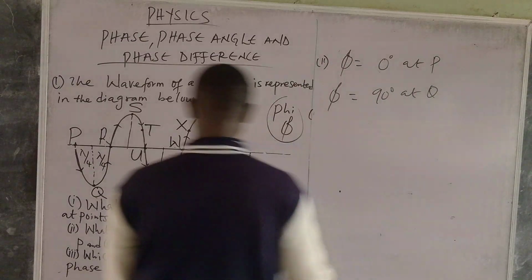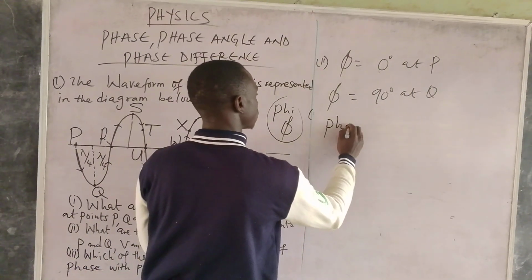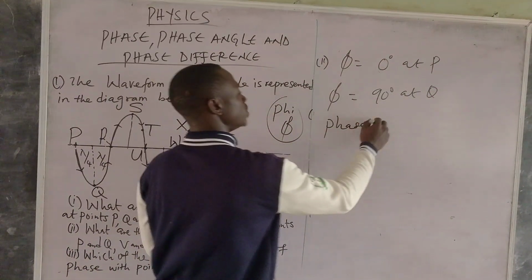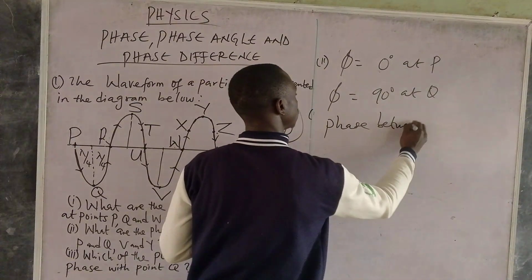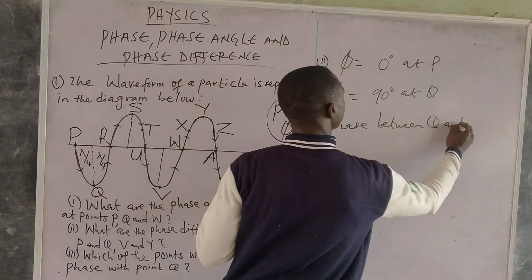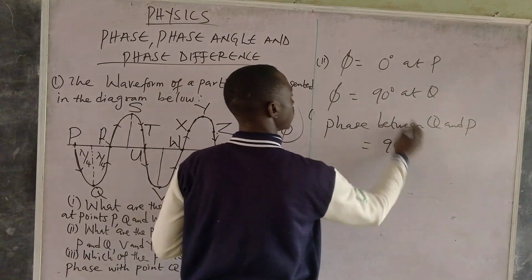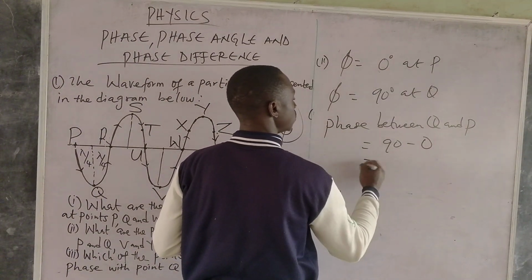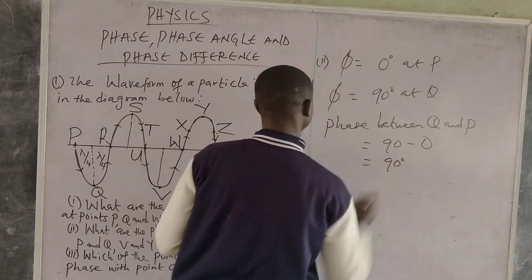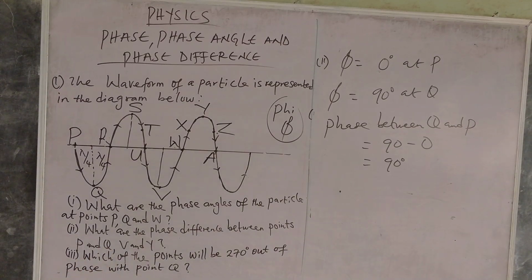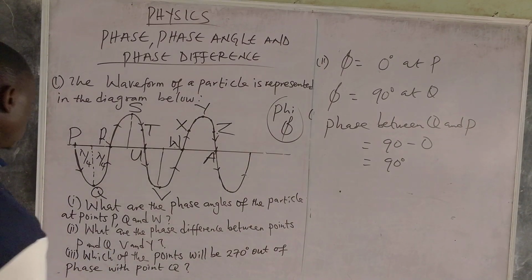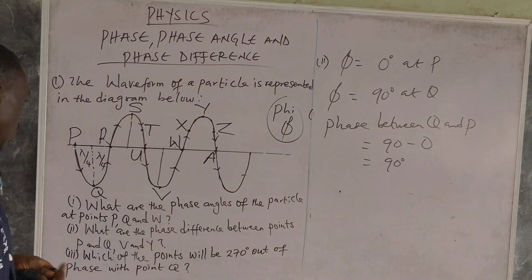Now, what's going to be the phase difference? Phase difference between Q and P will now be equal to the phase angle at Q minus the phase angle at P, which is equal to 90 degrees. So that's the phase difference. Now, what of V and Y?